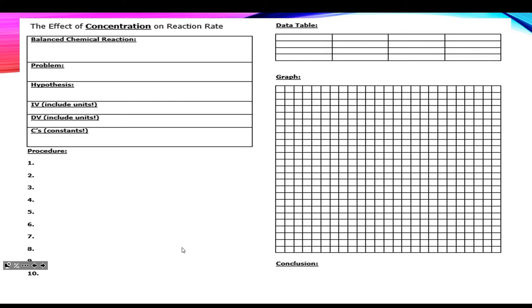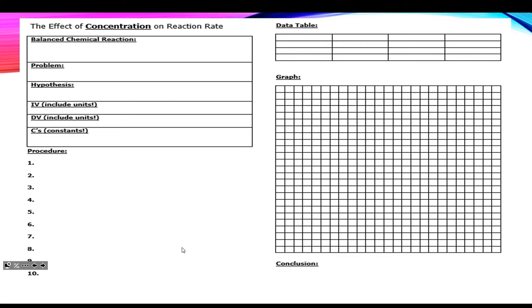Okay, so on each of these that you're going to be writing up on your own, you're going to need to write a balanced equation. You're going to have to come up with a problem. The problem is very easy. For instance, this one's on concentration. So for the problem on this one, I would put, how does concentration affect reaction rates? Okay, so that would be my problem. My hypothesis is I would have to come up with something. How do I think it's going to affect it? Well, the higher the concentration, then what's going to happen to the reaction rate?